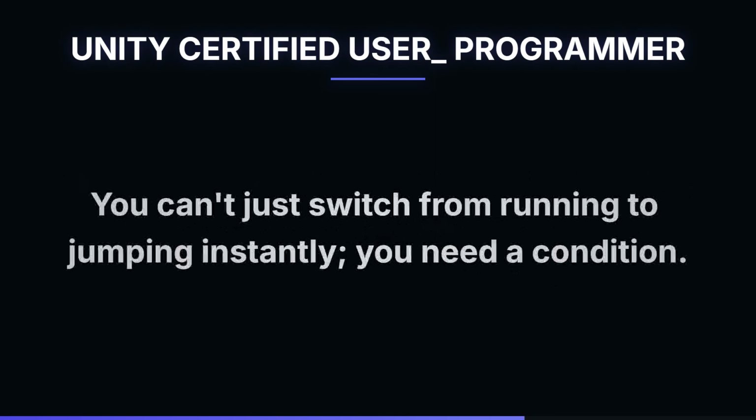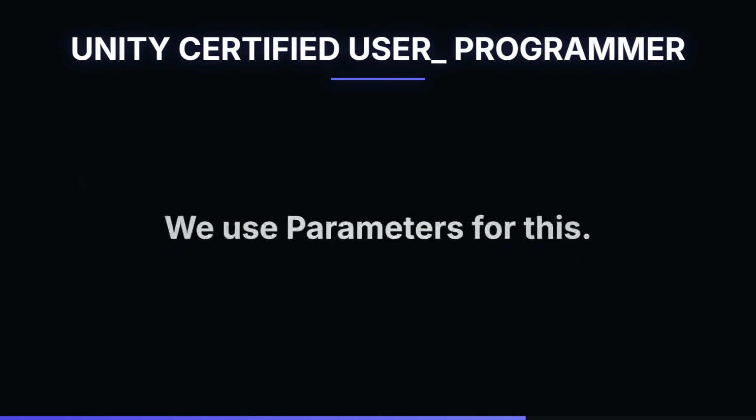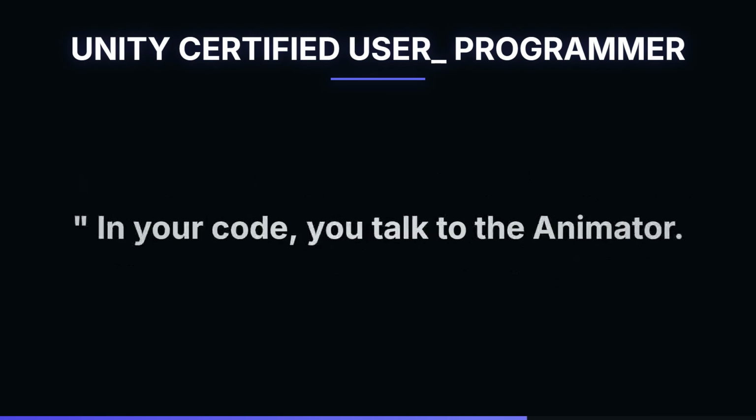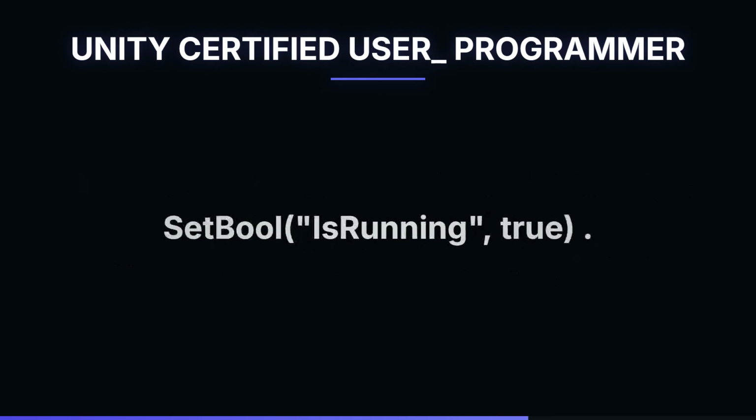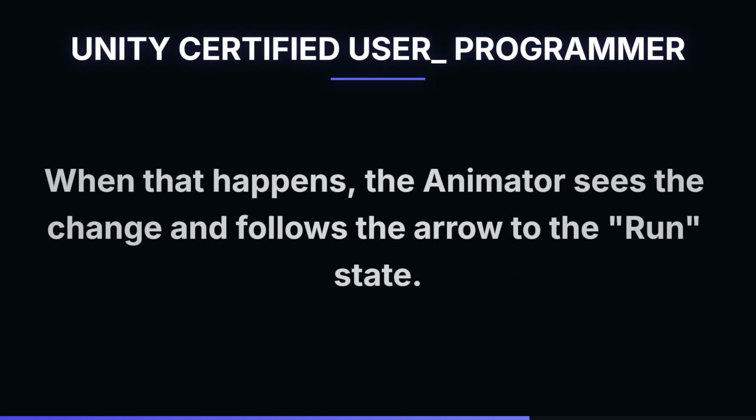You can't just switch from running to jumping instantly. You need a condition. We use parameters for this. In your code, you talk to the animator. Set bool is running true. When that happens, the animator sees the change and follows the arrow to the run state.